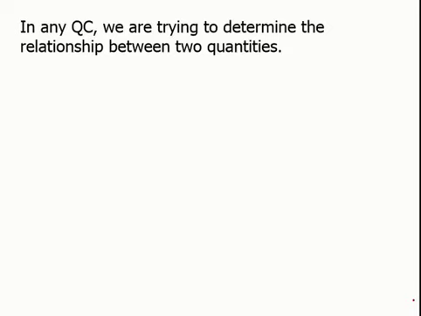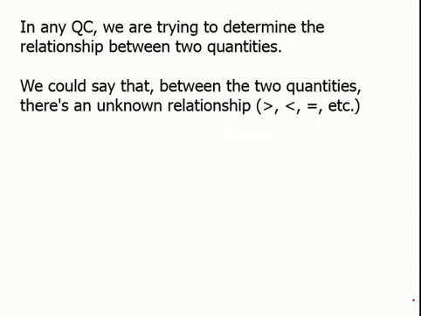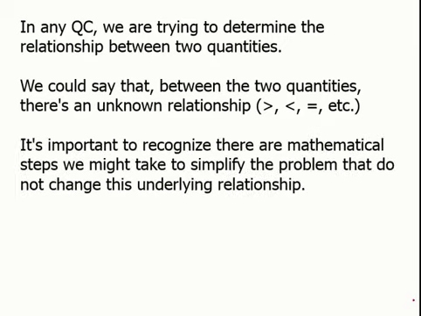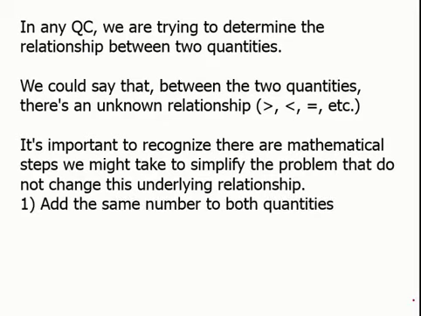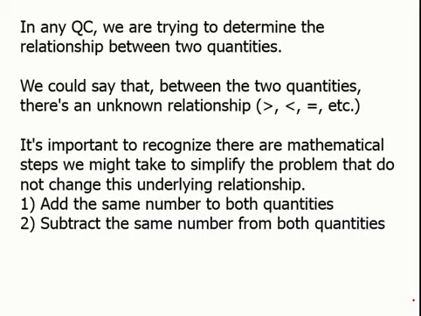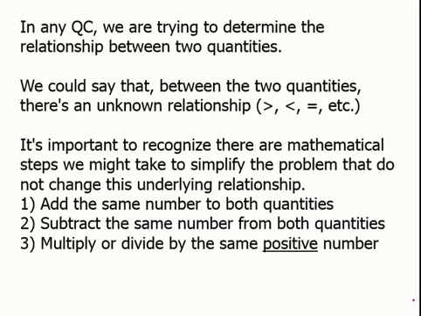In any QC, we're trying to determine the relationship between two quantities. We could say that between the two quantities, there's some unknown relationship. It might be always greater than, always less than, always equal, or it might be some combination or indeterminate. It's important to recognize there are mathematical steps we might take to simplify the problem that do not change this underlying relationship at all. We could add the same number to both quantities. We could add a positive or negative number to both quantities. We could subtract the same number from both quantities, or we could multiply or divide both quantities by the same positive number. Very important: we can't multiply or divide by a negative, but we can multiply or divide by any positive number.